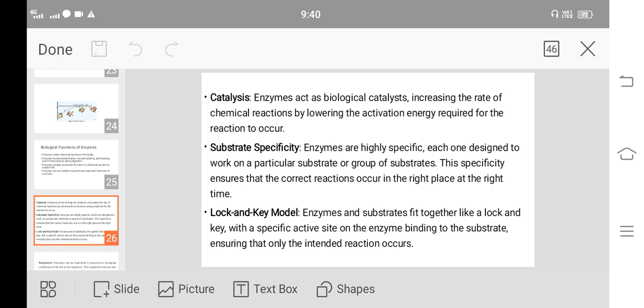Lock and key model. So the next biological function of enzymes: the lock and key model. Enzymes and substrate fit together like a lock and key mechanism. Already you know that the lock acts as the enzyme and the key acts as the substrate. Once the key is fixed to the lock, it is easy to open. Only the correct shape and size of key will open the lock.